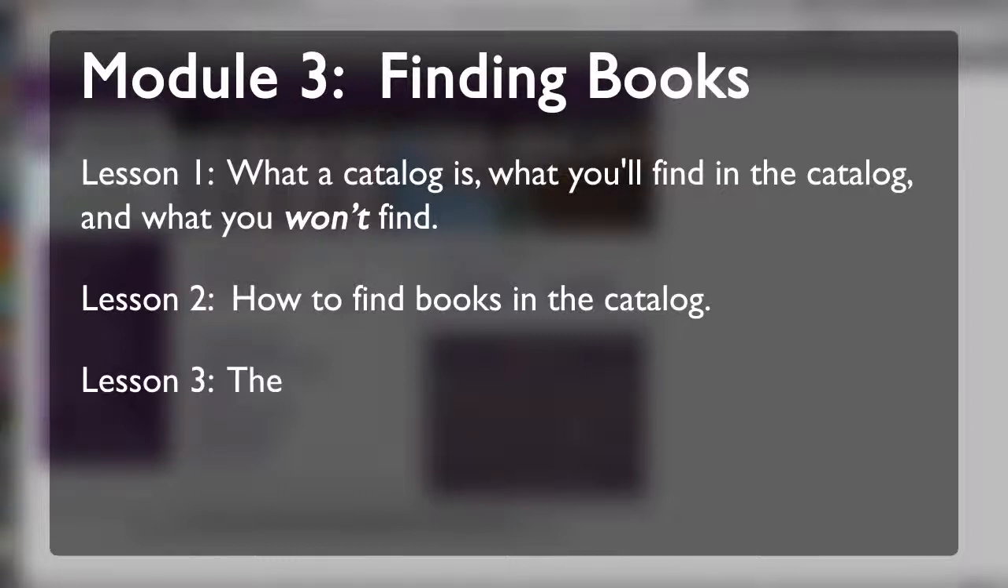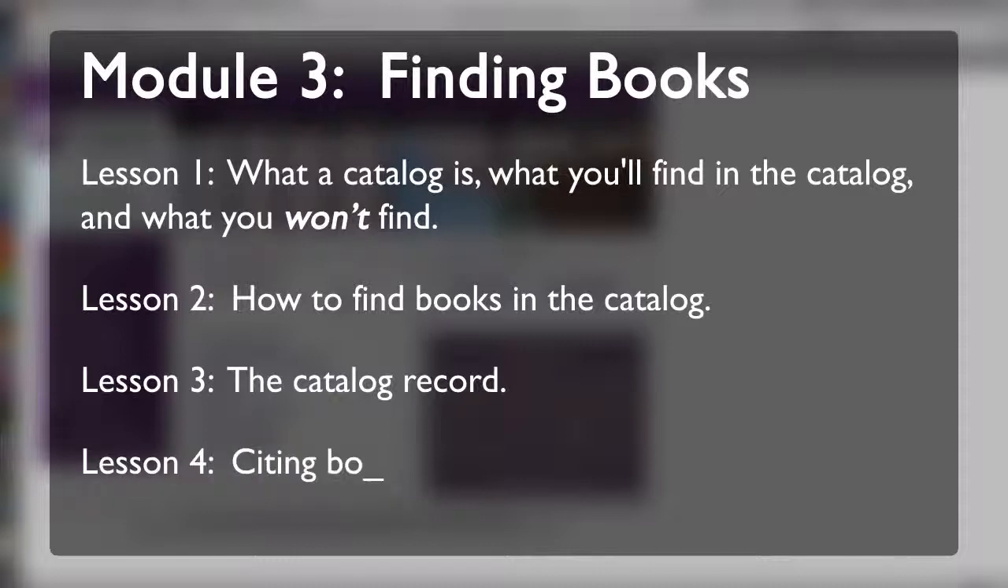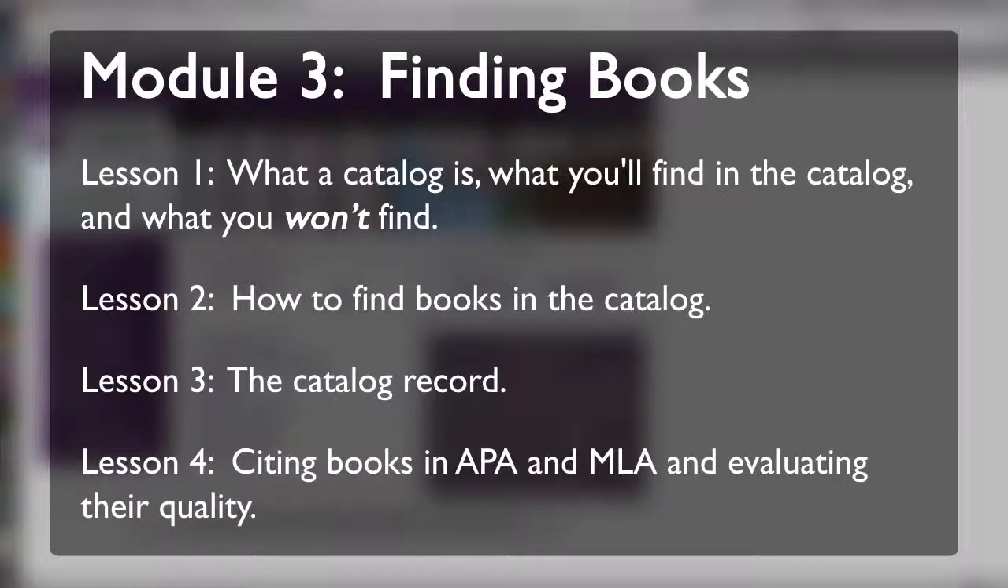In Lesson 3, we'll explain the various parts of a catalog record, which you'll need to know about in order to find the books. And finally, in Lesson 4, we'll talk about how to cite books in APA and in MLA format, and how to evaluate the quality of the books that you find.